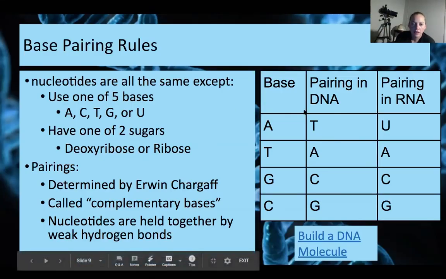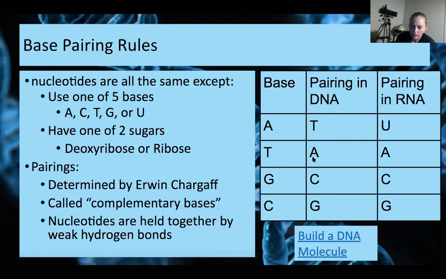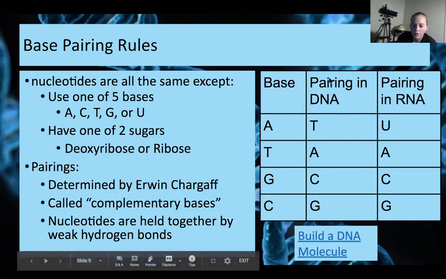So here's your base pairing rules. If we have a strand of DNA, the A is always going to go with the T's, the G's are always going to go with the C's. However, if you're making an RNA molecule from DNA, the U will go with an A. The T is still going to go with A's, the G is still going to go with a C, and the C is still going to go with a G. We're going to focus on this part for now. We will talk about how RNA is made a little bit later in the semester.